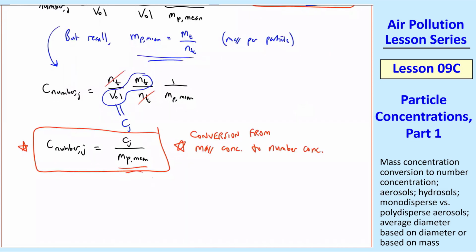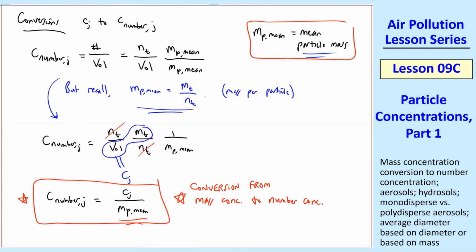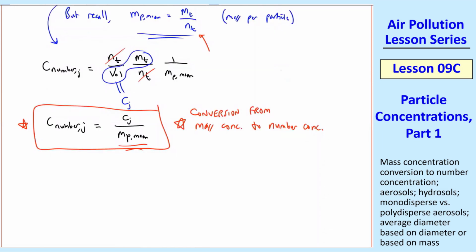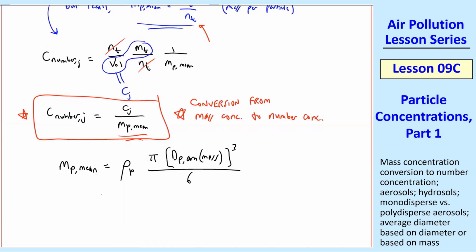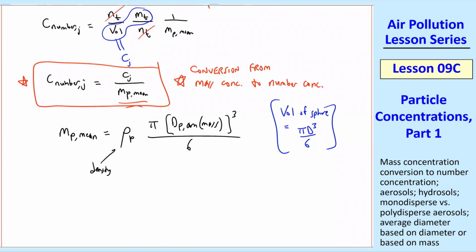Now, we haven't really defined what MP mean is. We know that it's the total mass over the total number of particles. But in terms of some kind of particle diameter, let's define it this way. MP mean is rho p, this is the particle density, times pi d_p,am mass cubed over 6. And to the side here, I'll just write that the volume of a sphere, you should recall, in terms of diameter, is pi d cubed over 6. So that's what we're doing here. We're taking pi times this average diameter cubed over 6, but we haven't defined what that average diameter is.